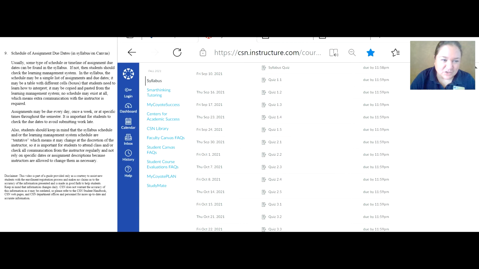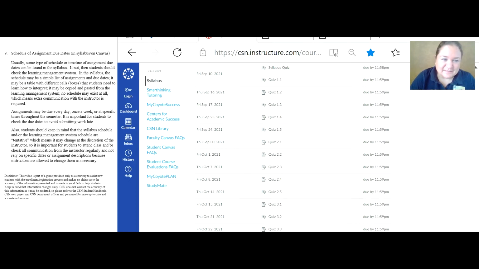Syllabus. Schedule of assignment due dates. Usually, some type of schedule or timeline of assignment due dates can be found in the syllabus. If not, then students should check the learning management system or Canvas.